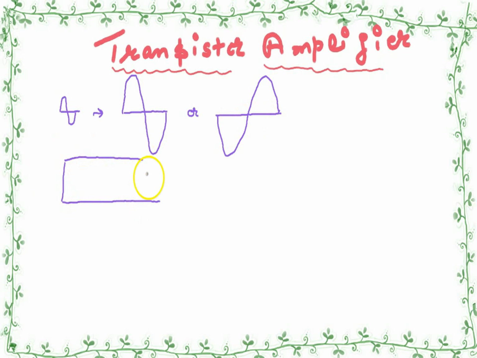So how does the transistor amplify? Basically, we have to understand the transistor first of all. So this is an NPN transistor. NPN. This is the emitter terminal, base terminal, collector terminal. Emitter, base, collector.